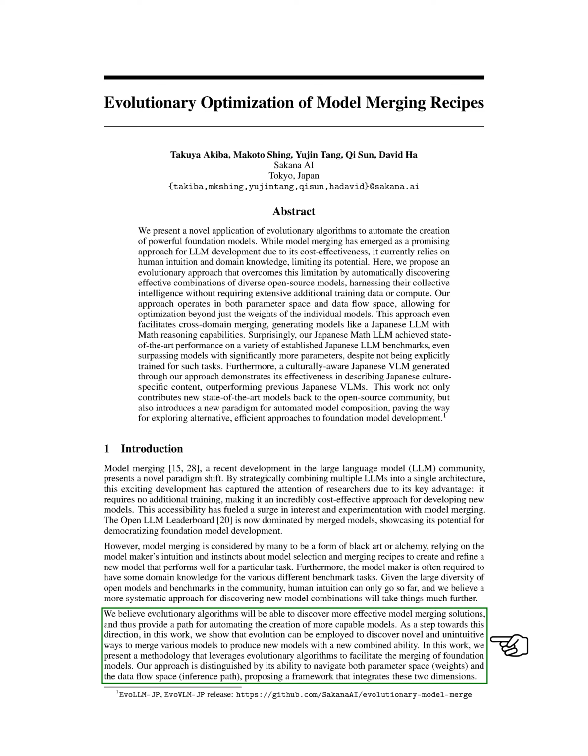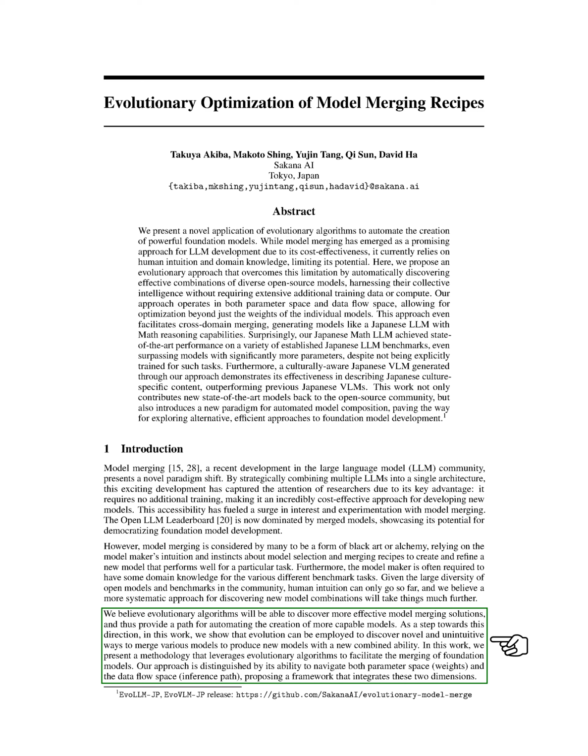We believe that a more systematic approach, such as using evolutionary algorithms, can lead to the discovery of more effective model combinations, automating the creation of more capable models. In our work, we demonstrate how evolution can be utilized to uncover innovative ways to merge different models, resulting in new models with enhanced capabilities.